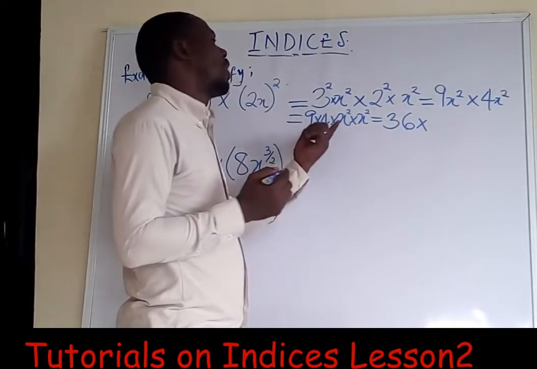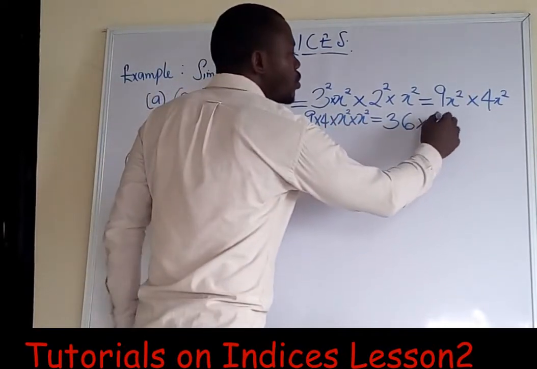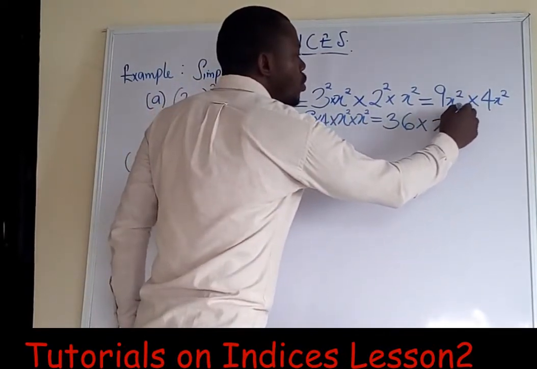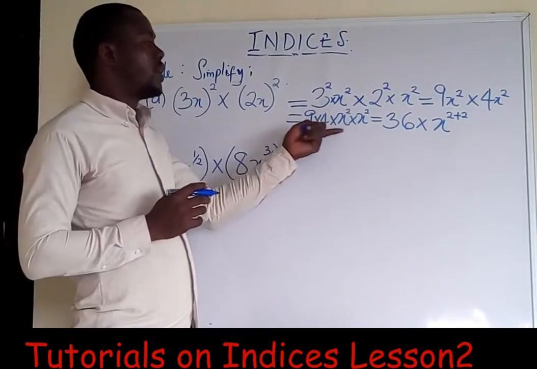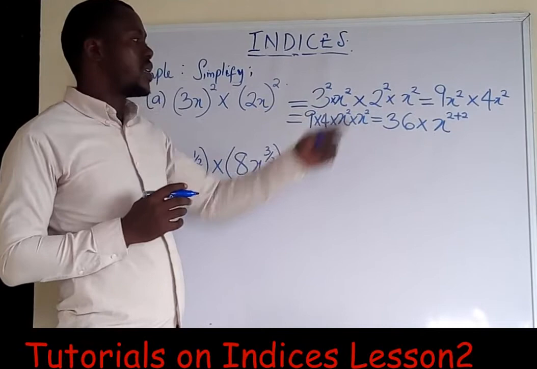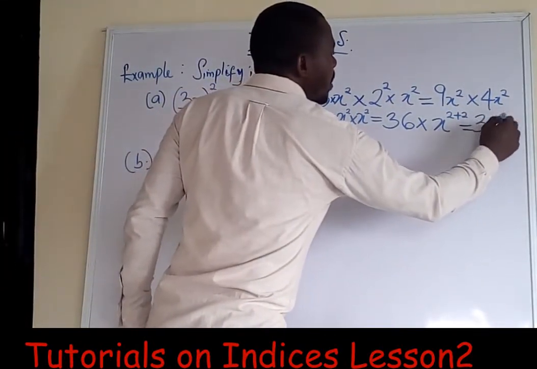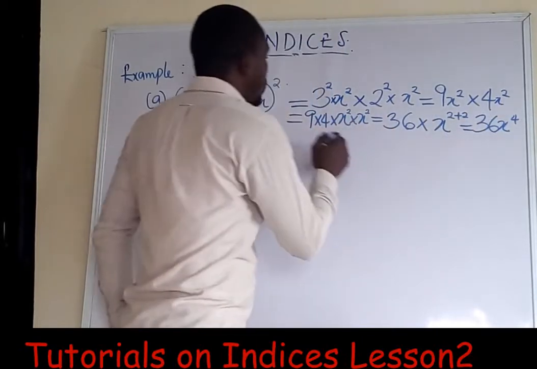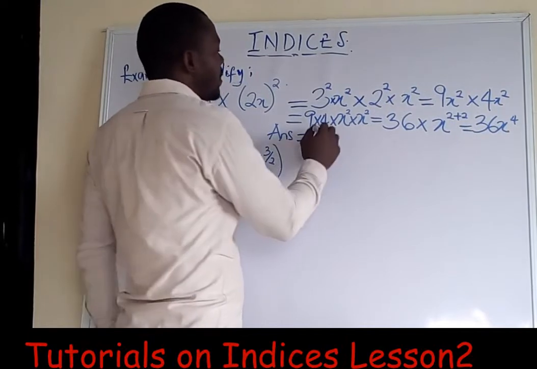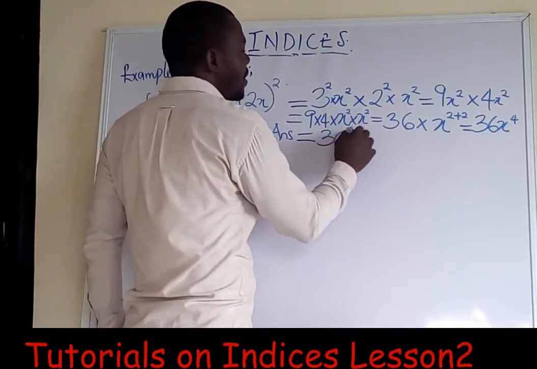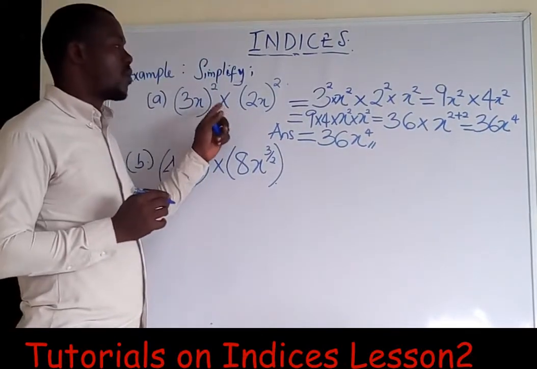Times. Now, since we have x raised to the power 2 multiplied by x raised to the power 2, we are going to apply the first law of indices. Let's say 2 plus 2. That's the first law of indices, because the two are multiplying and we have the same base number, so we add their powers. And what do we have here? 36x raised to the power 4. So the answer to the first question is 36x raised to the power 4.